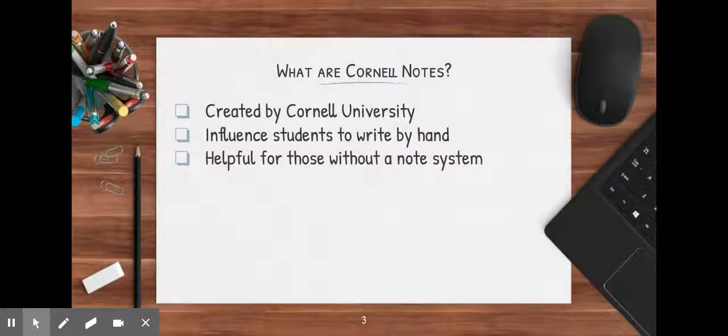So, what are Cornell Notes? Cornell Notes were created by Cornell University as a way to influence their students more so to write by hand. Because with the increase of technology, a lot of students will just pull out their laptops and take notes by typing, which is completely fine, but it is proven that writing notes will really help you remember the information better. So the college really wanted to hopefully influence their students to do that so they could get better results in their studies. And it was also a helpful way for those without a note taking system to start using these notes instead.